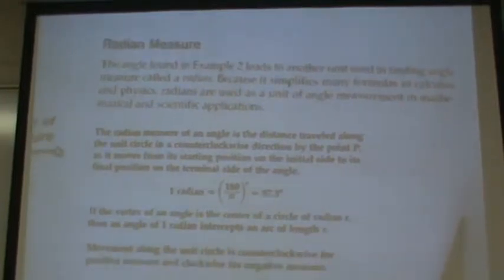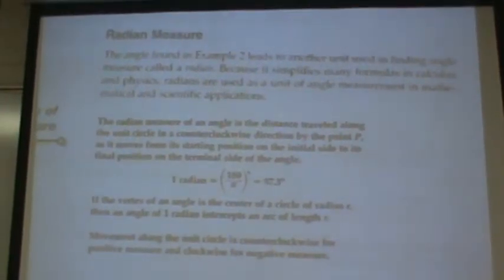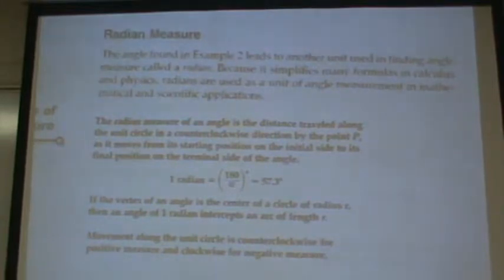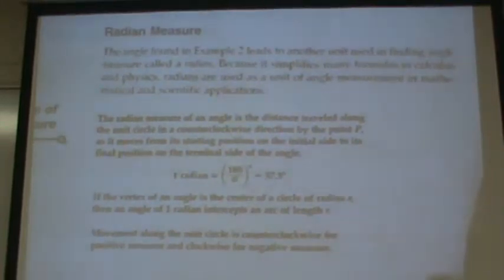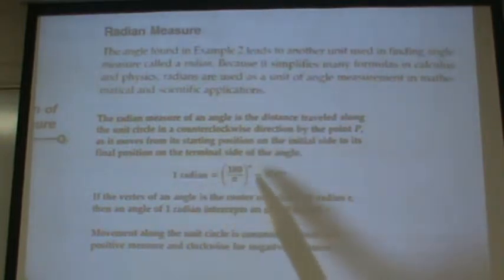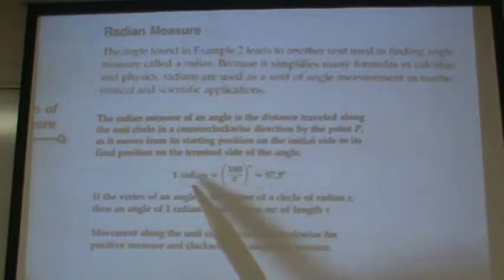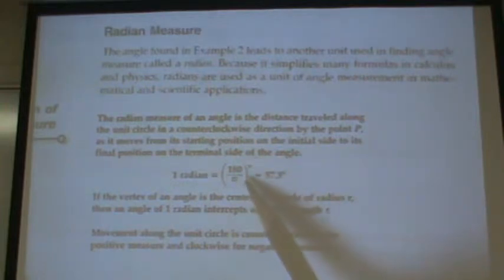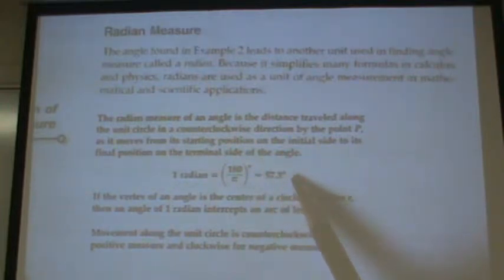We're going to learn how to convert from degrees to radians and from radians to degrees. This here is our conversion. It says that 1 radian equals 180 over pi degrees, which is approximately 57.3 degrees.